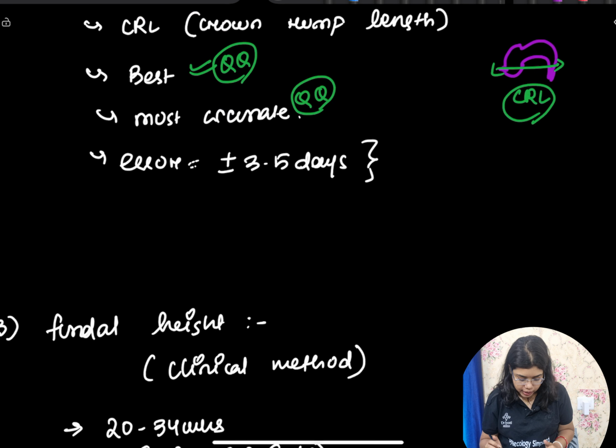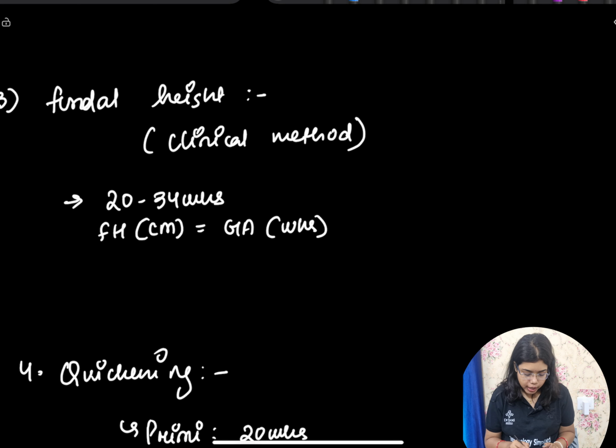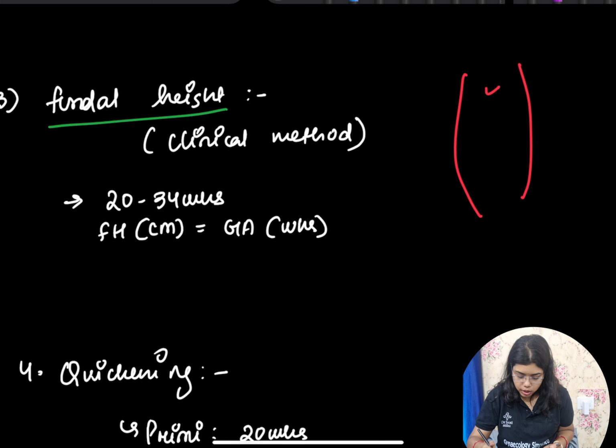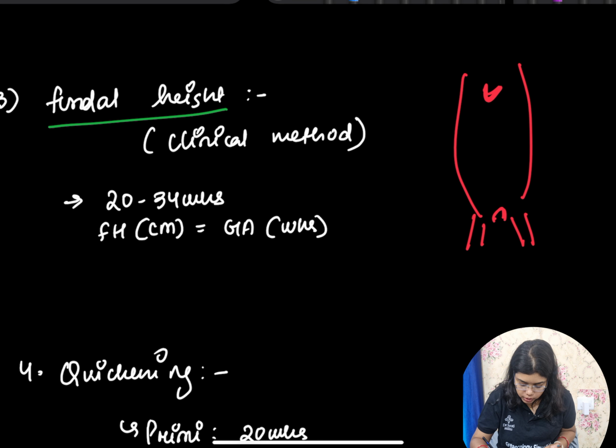Okay, then the third one is the fundal height. So how to calculate the fundal height? See, what is fundal height? Let this be a female figure. Let this be the xiphisternum and this be the pubic symphysis. Then the gravid uterus will be present like this. Let this be the umbilicus. So this is the fundal height.